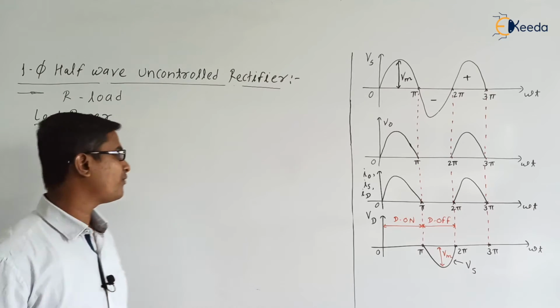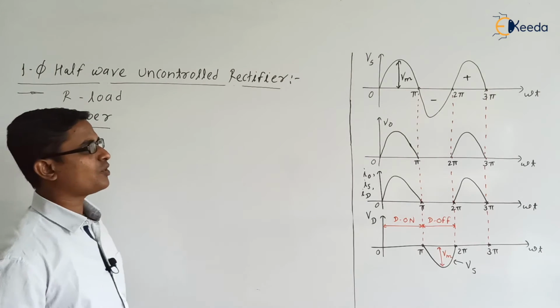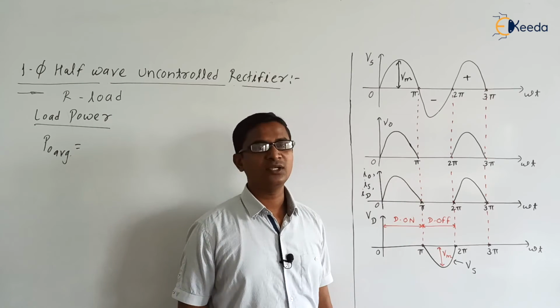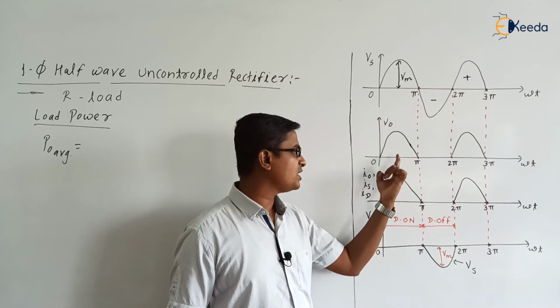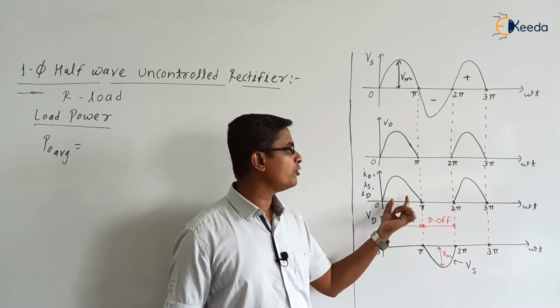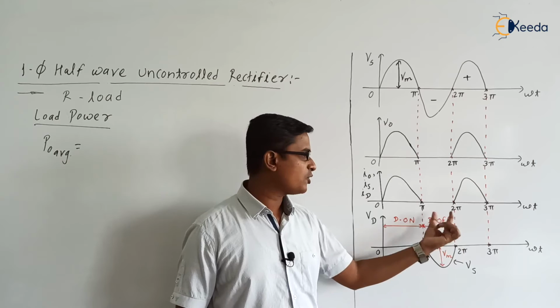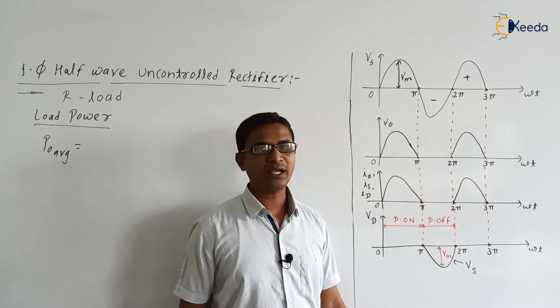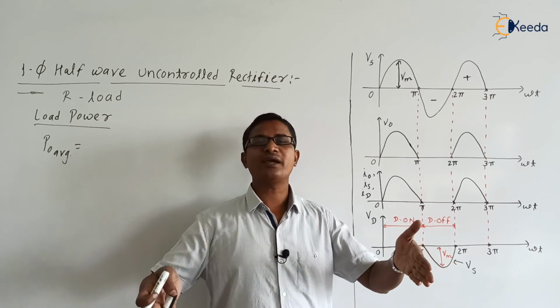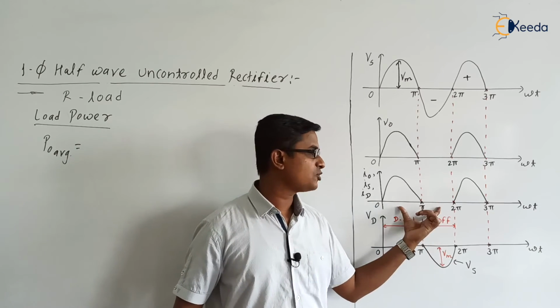So that's why we need to find the P0 average. How to find the P0 average? P0 means what? V0 into I0, right? P0 is V0 into I0. If we take the product of these two waveforms, V0 and I0, from 0 to pi we will be getting the non-zero value, from pi to 2 pi we will be getting the zero value, right? And from 2 pi to 3 pi again the same goes on repeating. So what is the periodic angle for P0? It is 2 pi only.